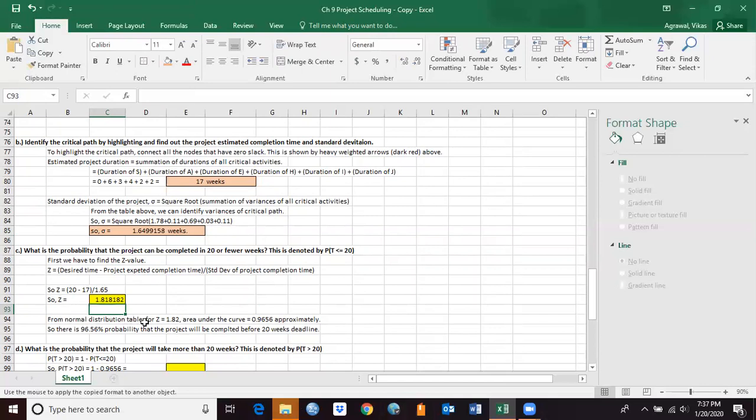So from the normal distribution, we need to find the area under the curve, which is approximately 0.9656. And that tells me that there is a 96.56% probability that the project will be completed before the 20 weeks deadline. This is the same as asking what are the chances that the project will be completed within 20 weeks. Within 20 weeks means it can take anywhere from 0 to 20 weeks. Now let's go back to the normal distribution table and see how this works out.